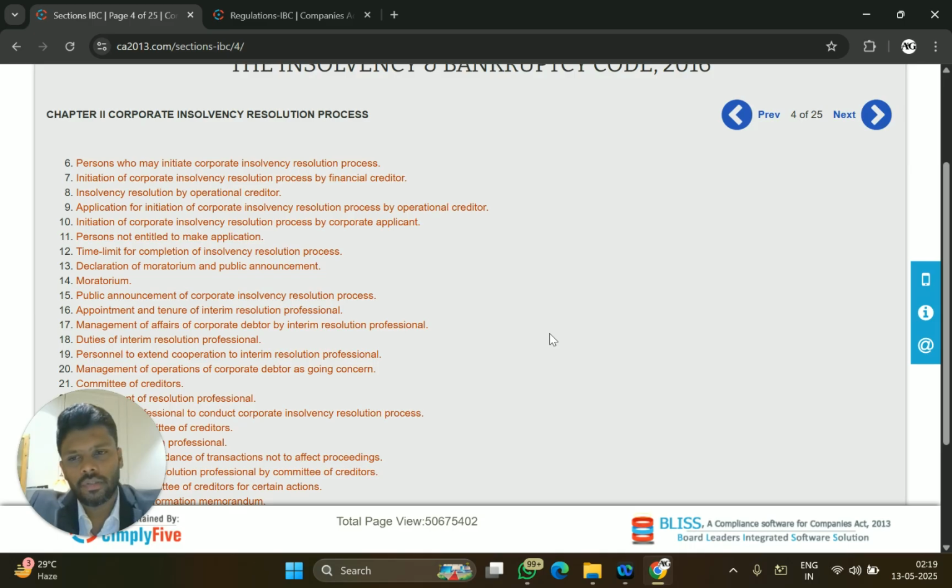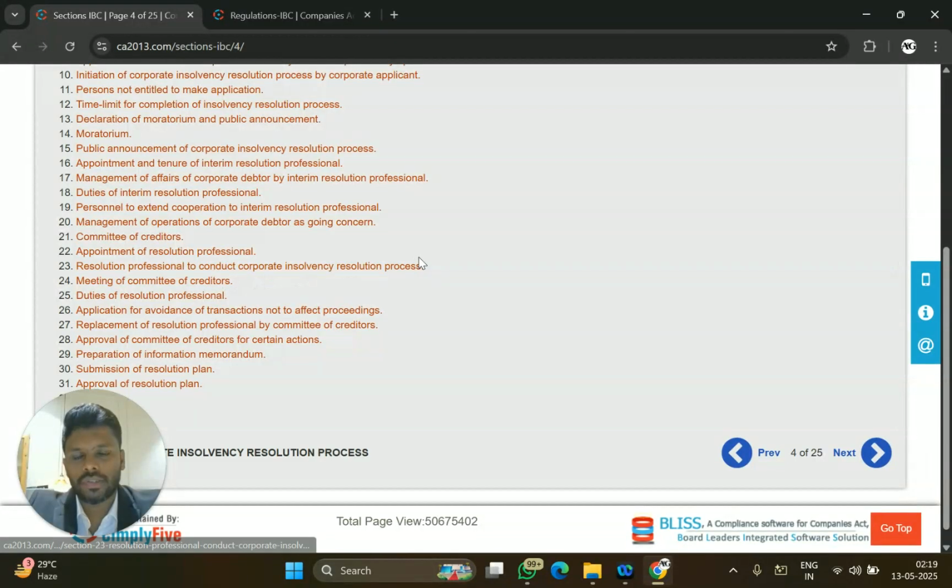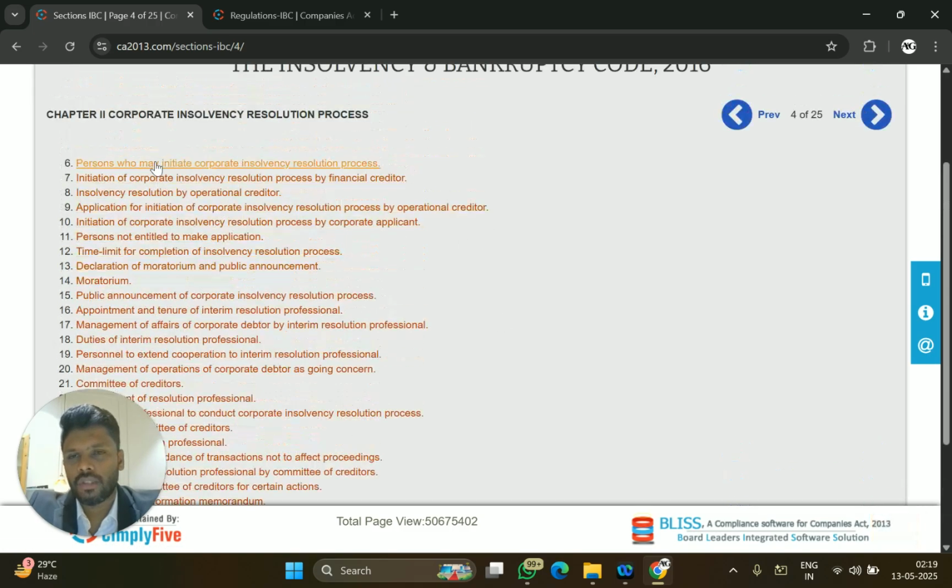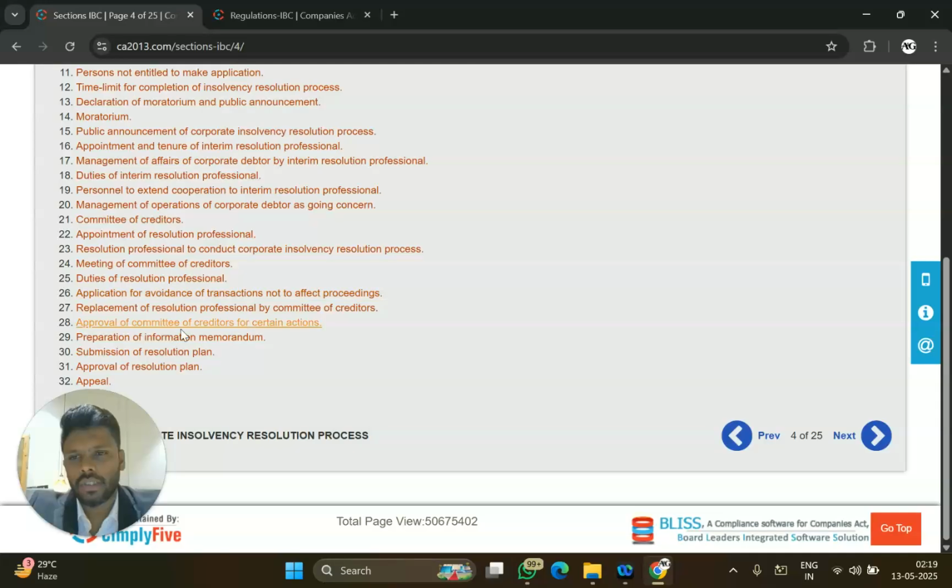So now having understood how CIRP is conducted, this brings us to a moot question as to in what circumstances is liquidation process initiated. As you may have already guessed, once the CIRP is not fructified, or rather to say failed, only in those circumstances liquidation is initiated. So these are the provisions of CIRP.